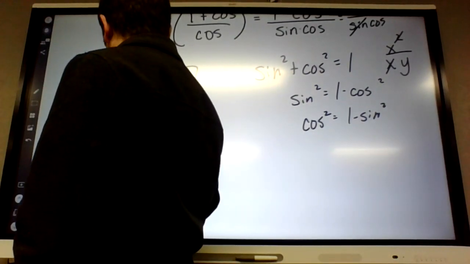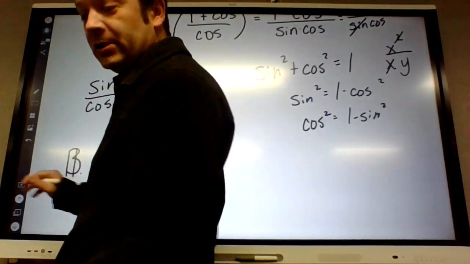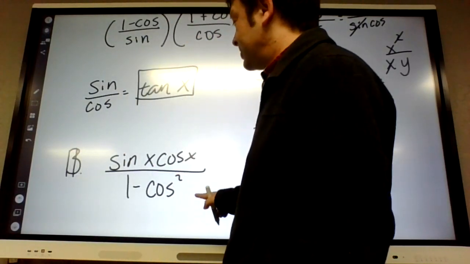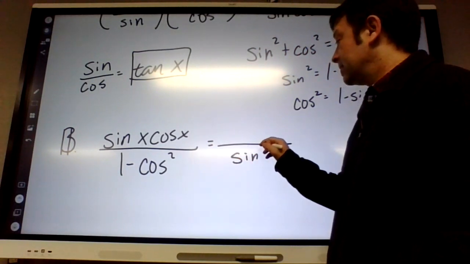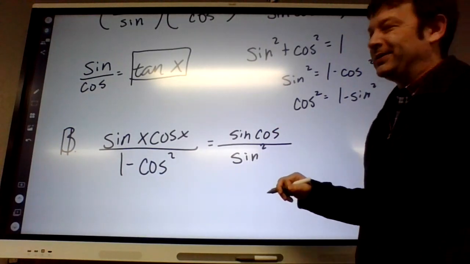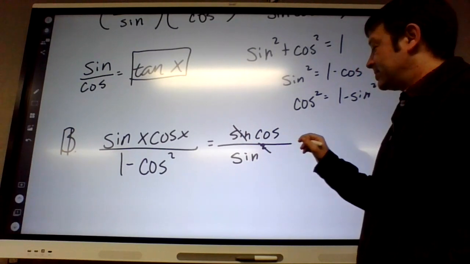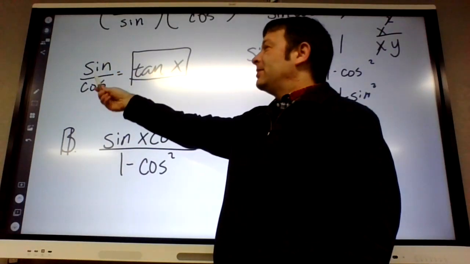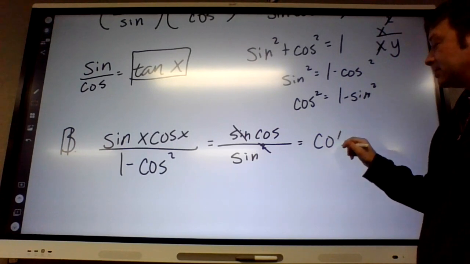This one looks like the last one, except we're already almost done. What's 1 minus cosine squared turn into? Sine squared. How does it simplify? You can get rid of the sines. One of the sines cancels out. What's cosine over sine equal to? Remember this one? Sine over cosine is tangent. Cosine over sine is cotangent.